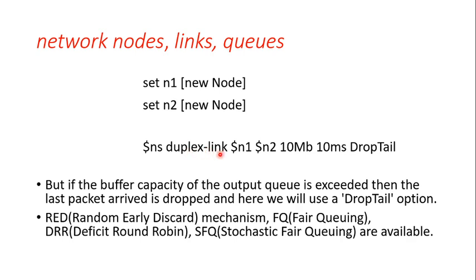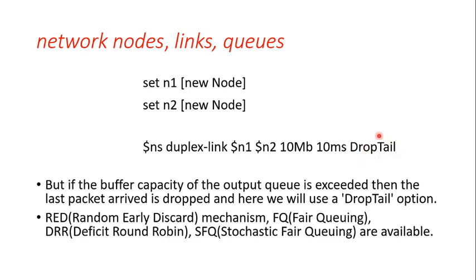You are creating the duplex link between where? Between N1 and N2. With what bandwidth or frequency? It is 10 MB. If you consider it as a bandwidth, it is 10 MB. If you consider it with respect to the frequency, it is 10 Mbps, that is, 10 megabits per second. Then moving to the 10 ms. What does this mean? It is the delay which can occur between the transmission. That is a delay in the transmission of 10 milliseconds.